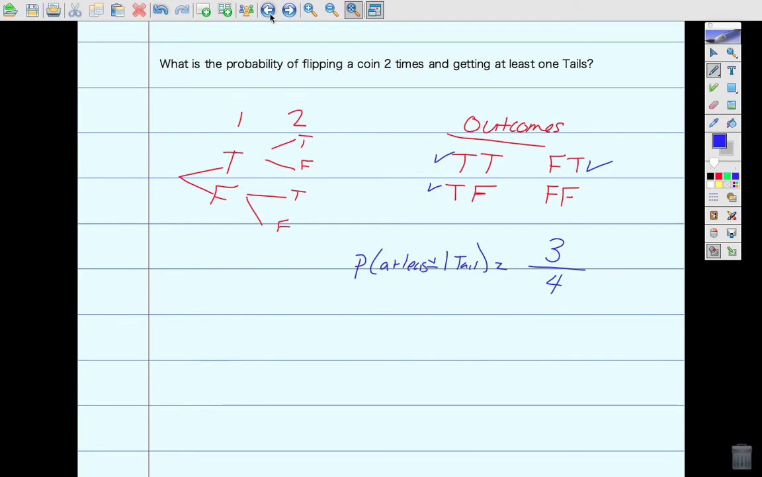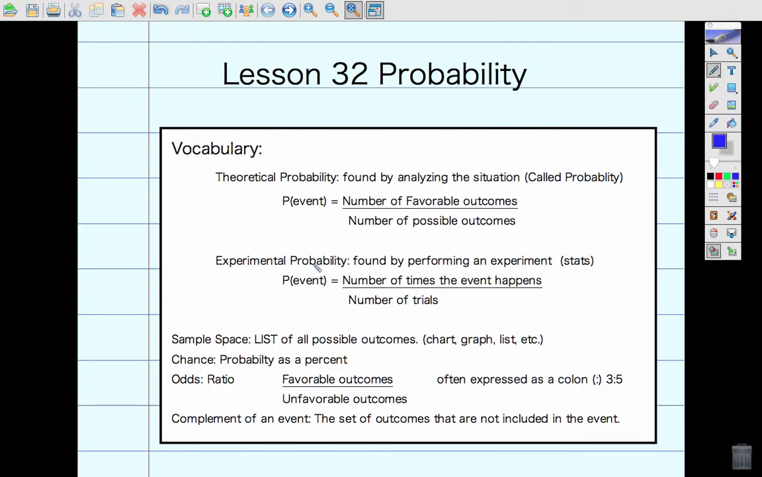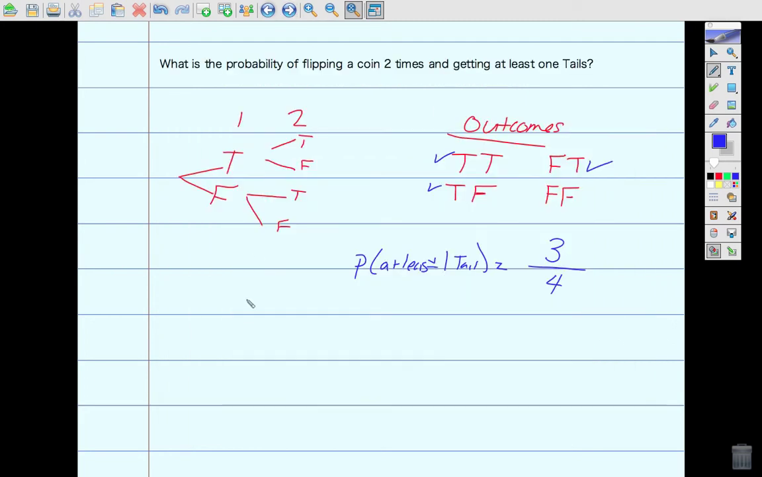And if we remember, if I go back, we have our thing at the bottom, complement of the event, which is the set of outcomes that are not included in the event. And so we're going to talk about that. So our complement is going to be our probability of there being no tails, because that's not included in our other one.